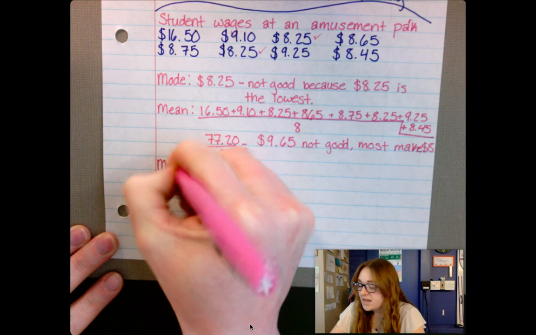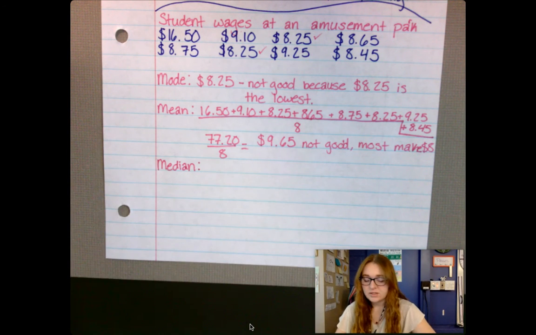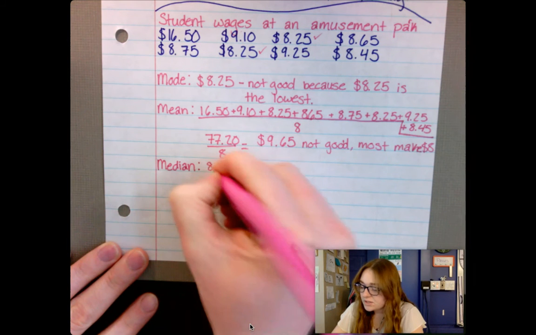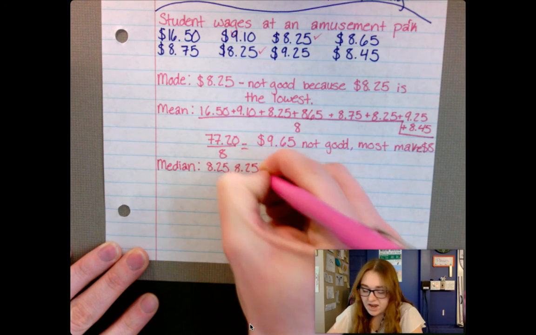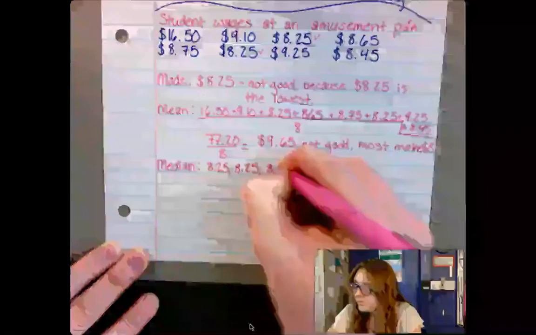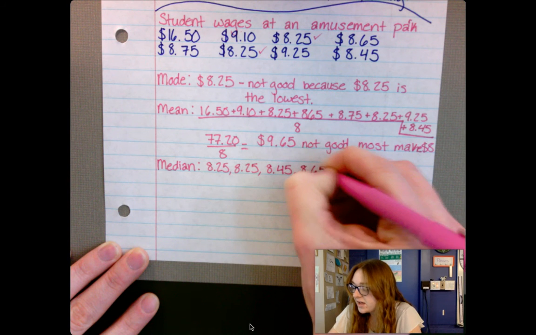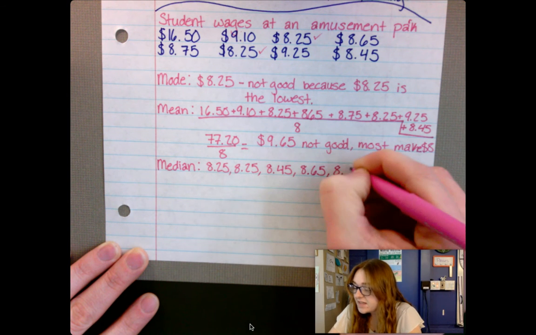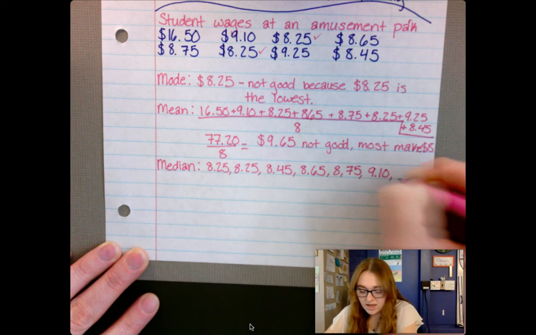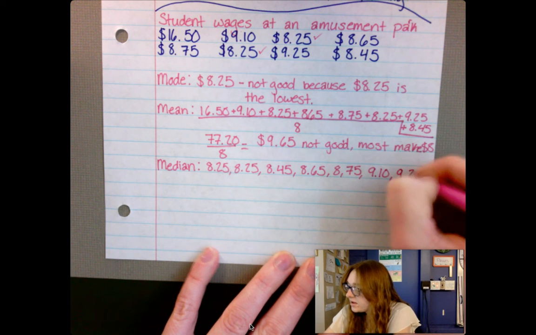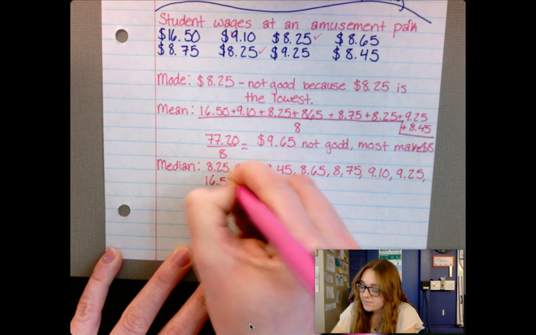So to find our median, we write down least to greatest. So we have 825, comma, 825 again, then 845, then 865, then 875, then 910, and 925, and finally that big value, that's 1650.